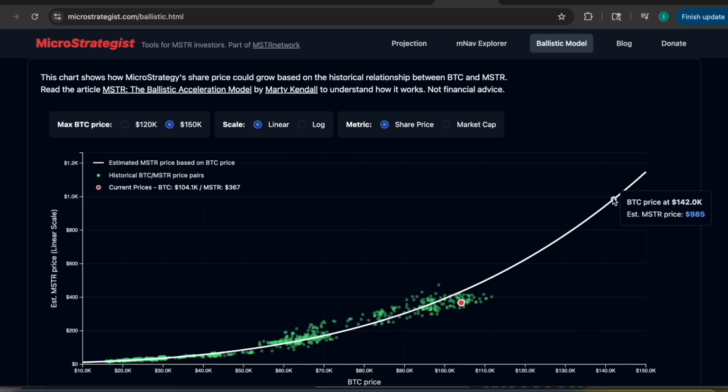When you take 985 and you subtract 15%, it gives you 837. And when you take 985 and you add 15%, you get 1132. So that could be your range potentially. So anywhere from 800 to 1100 if we were to see a move to 142 on Bitcoin according to this model. And that's a deviation of 15% to the downside and 15% to the upside.